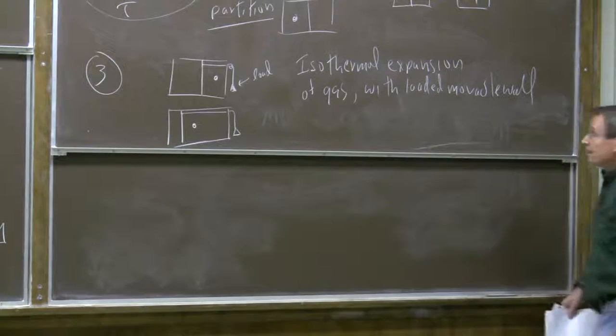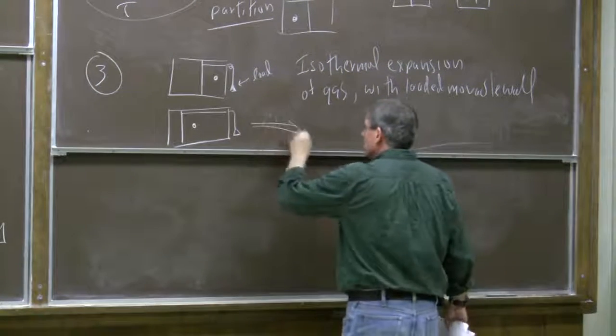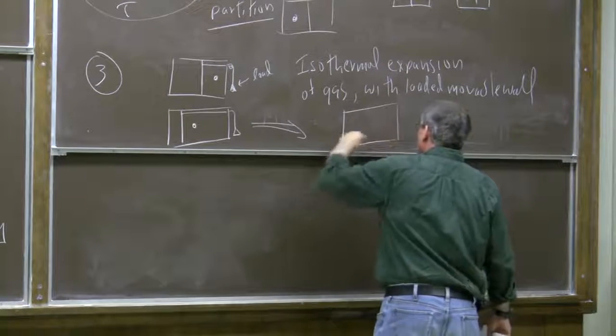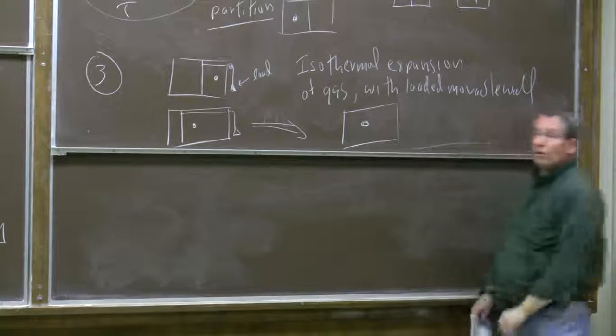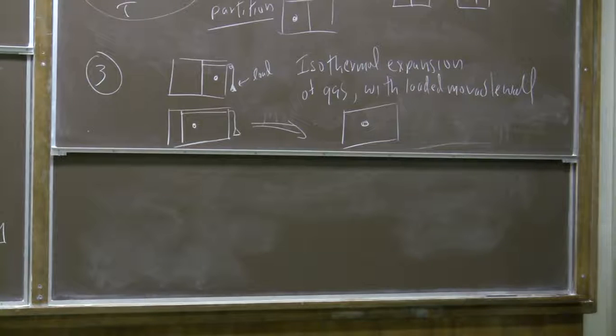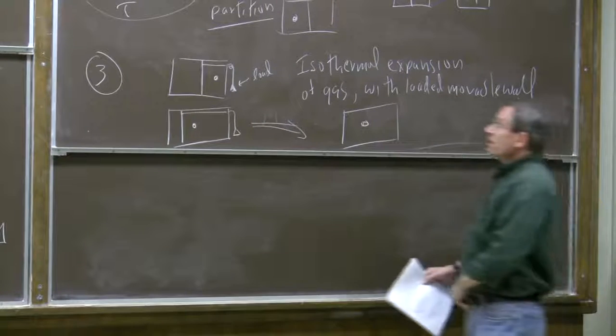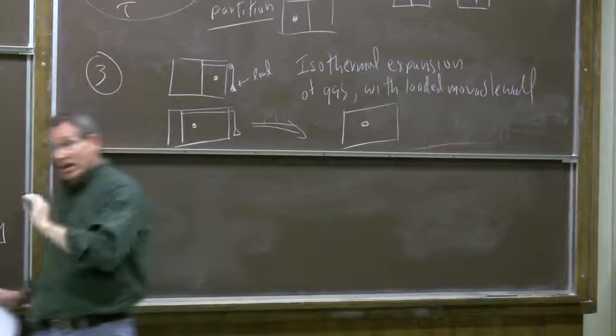Okay? And now we have no wall, and we have a single molecule bouncing around inside the unpartitioned box. Yes? How do we know it will expand all the way that way? How do we know it won't just come to equilibrium, like there's no particle in the other side? Well, it's an isothermal process, so it won't actually lose energy.